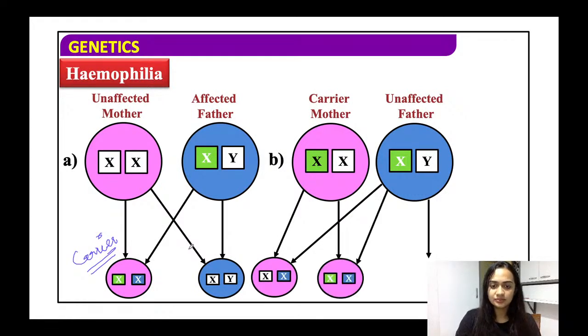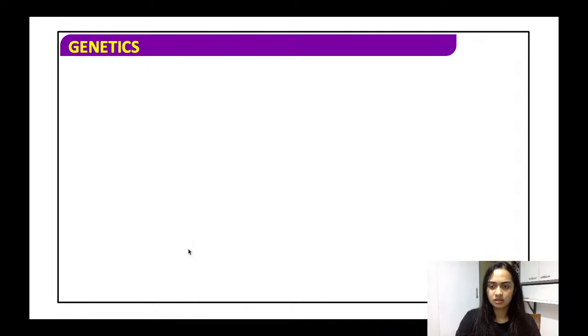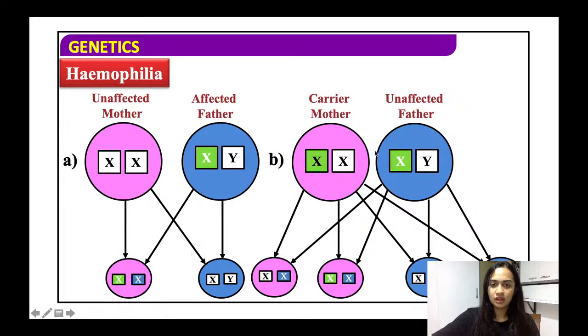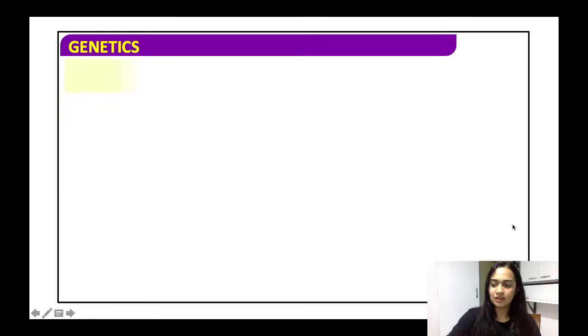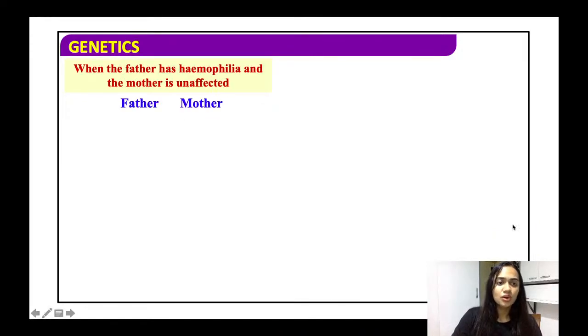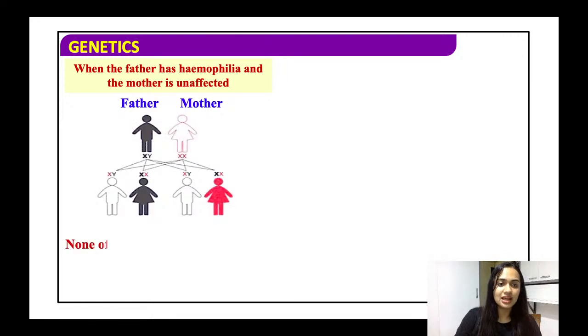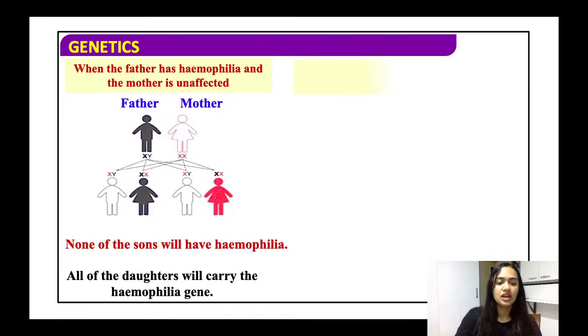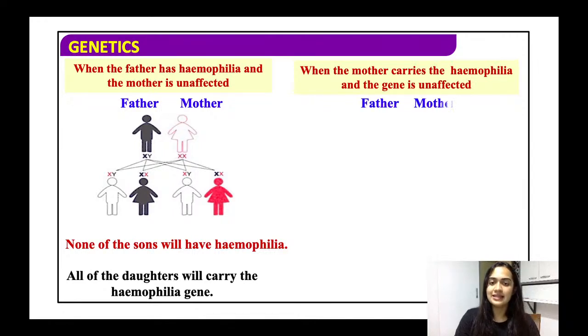अब क्या बनता है, कैरियर मदर अनअफेक्टेड फादर वापस बने कैरियर, this is a carrier female and an affected son, ऑलराइट, सन अफेक्ट हुआ, डॉटर वापस से कैरियर बनी। So when the father has hemophilia and the mother is unaffected, none of the sons will have hemophilia and all the daughters will act as a carrier.